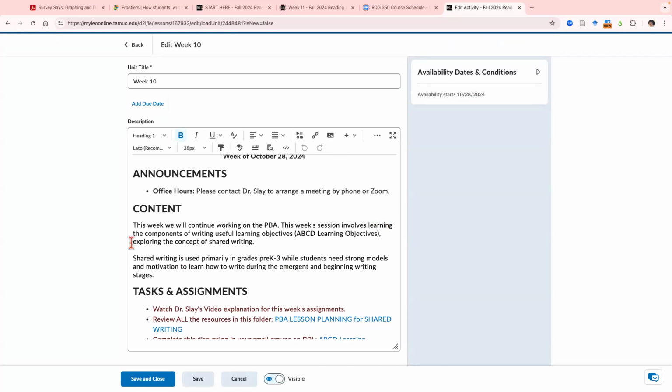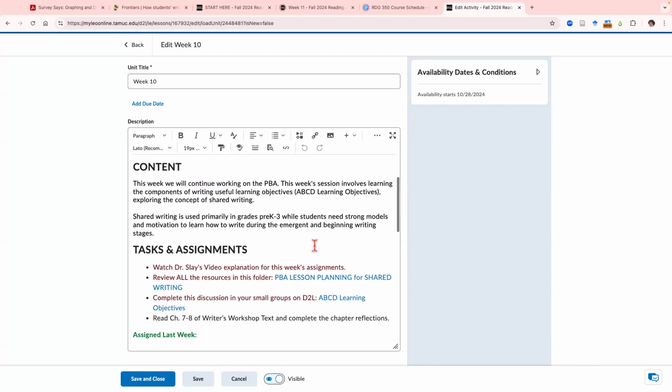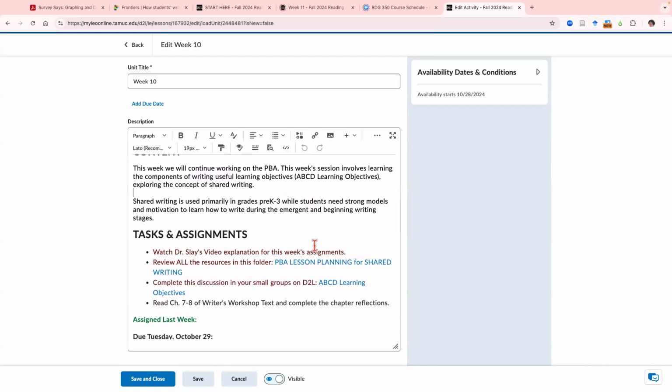This week's session involves learning the components of writing useful learning objectives, the ABCD learning objective, and exploring the concept of shared writing. It said shared writing before. Oh, sorry, it does make sense. So in a minute, I'm going to explain what the ABCD learning objective is, and I'm going to share what shared writing is. That's something that I want you to think about for a minute because the way I said it is a little bit overwhelming.